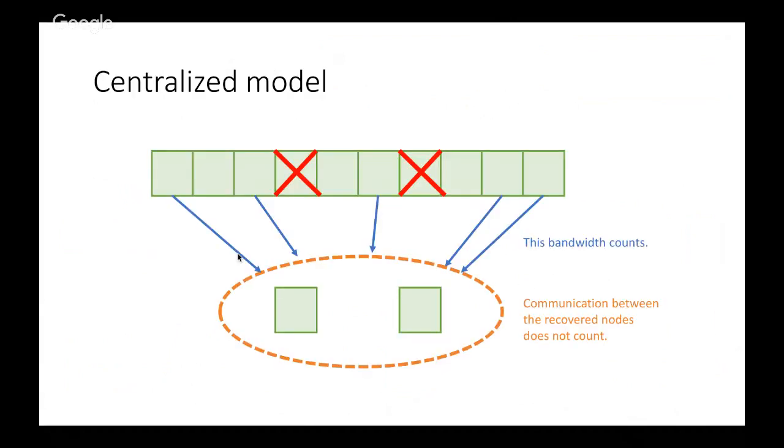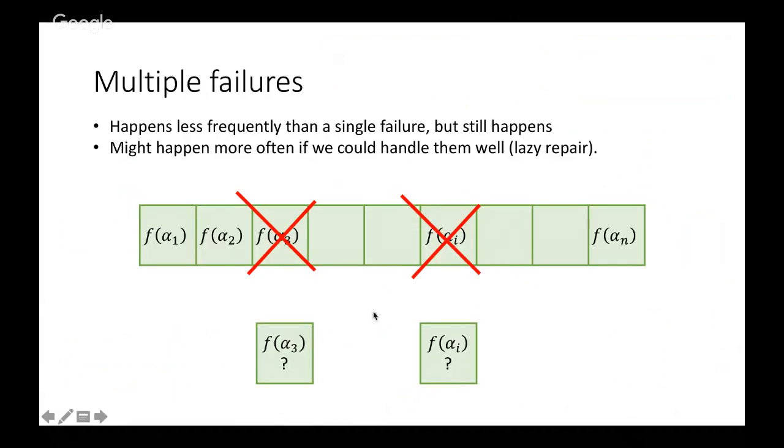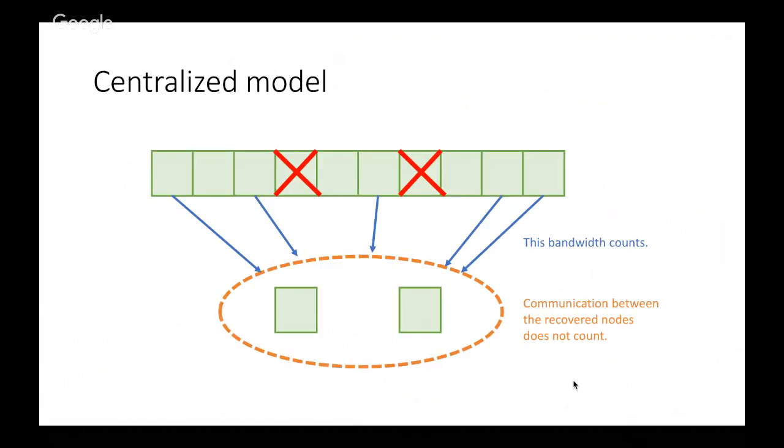There's a couple of different models that we can use to think about this. In this picture, it's not exactly clear how we should measure bandwidth anymore. Do I measure all of the communication that goes on between all of the nodes? Do I measure communication just from the surviving nodes up here to the joint surviving nodes down here? There are a few different models. The one I'm going to talk about is called the centralized model, where I imagine there's a centralized repair center, which is in charge of repairing all the failed nodes. I'm going to count bandwidth from the surviving nodes to the repair center, but I'm not going to count any bandwidth within the repair center.